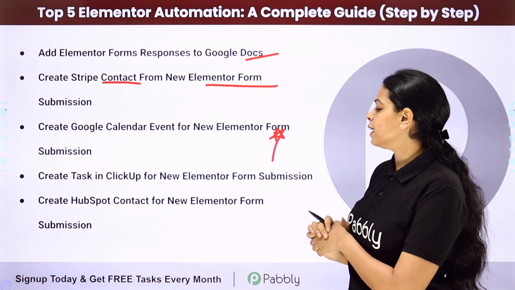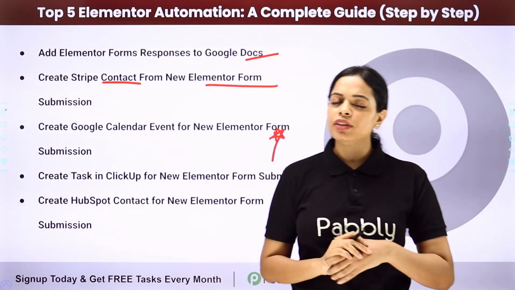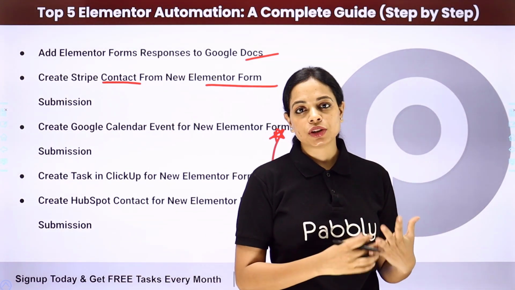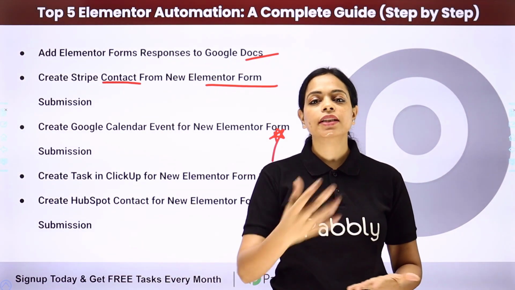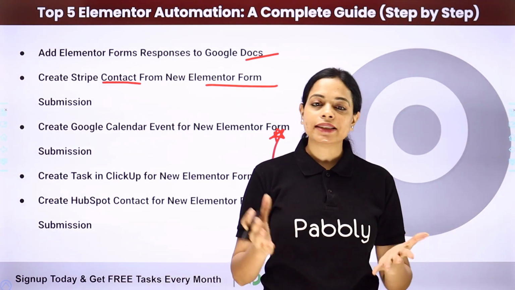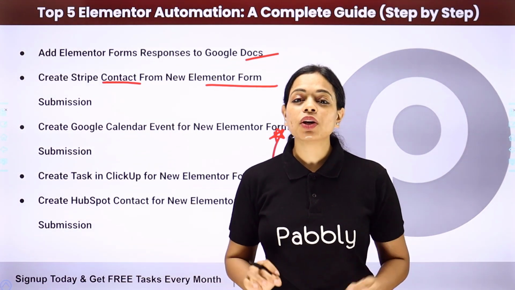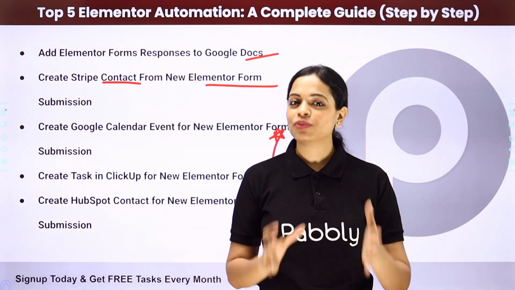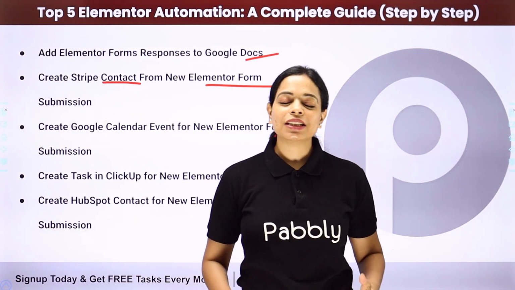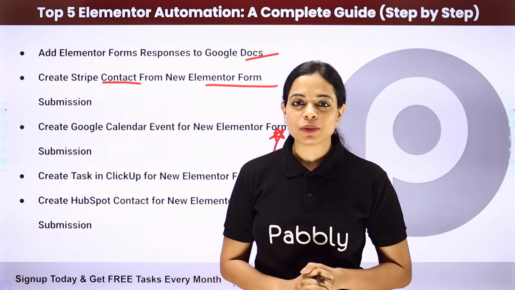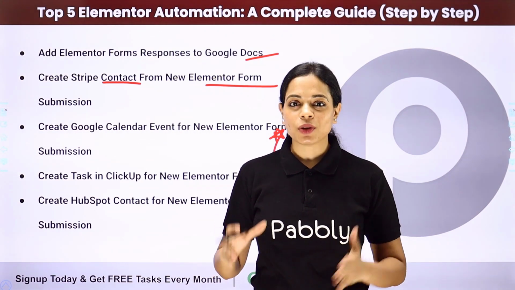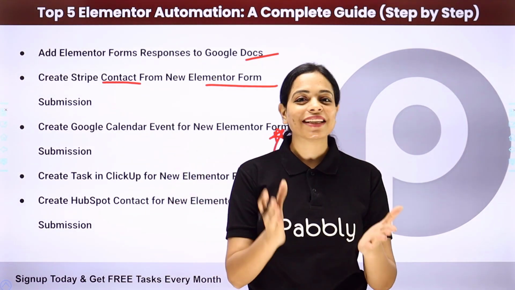Create HubSpot contact for new Elementor form submission. Basically, every time you have received the form submission, now you can create a contact, you can delete a contact, or you can just update it, etc. Now, all these integrations are extremely easy and you do not need any technical expertise for the same. So, without wasting any time, let me take you to my screen where I am going to show you the step-by-step guide on how you can perform these integrations yourself.